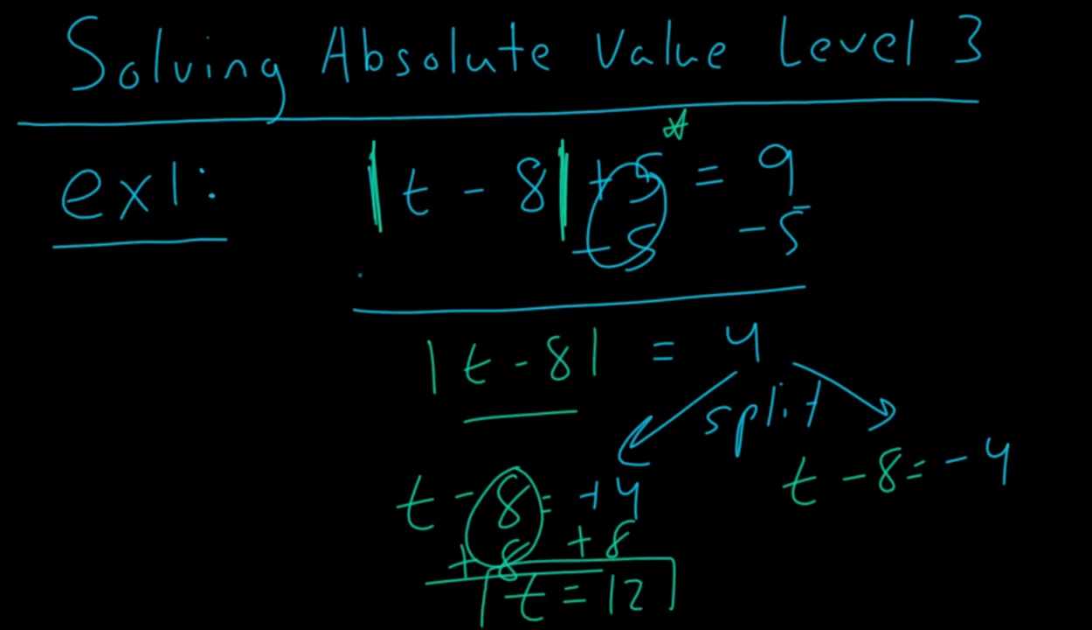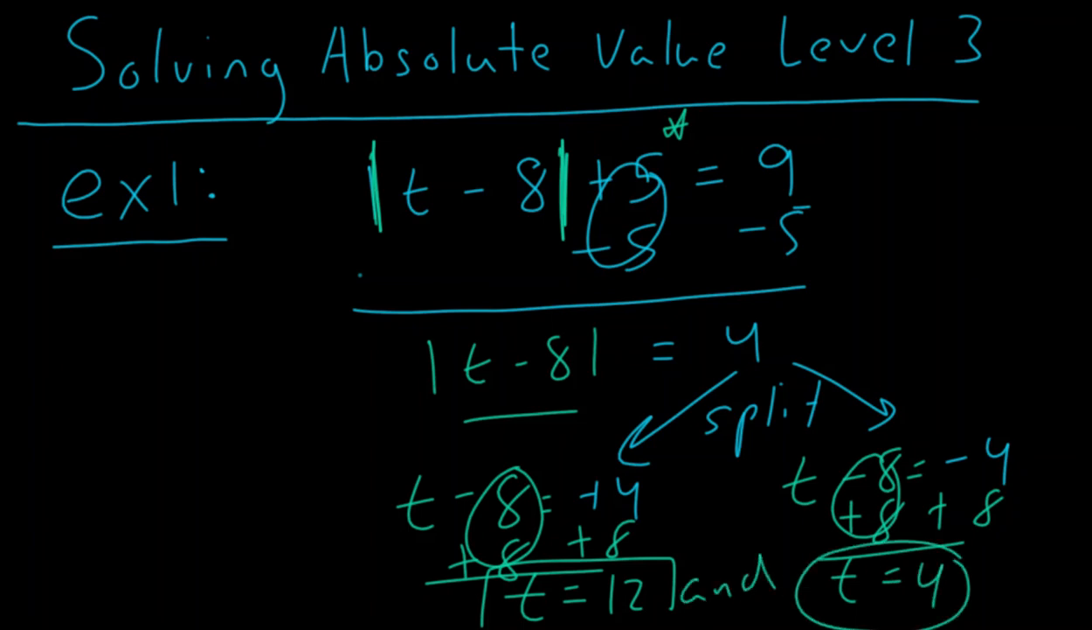Perfect. Over here, I have t minus 8. And y'all, what's the opposite of minus 8? Well, as always, it's the same operation. We add 8 to both sides. However, we have a little bit trickier one over here. Negative 4 plus 8 is going to be still positive 4. And so those are my two solutions. t equals 12 and t equals 4.